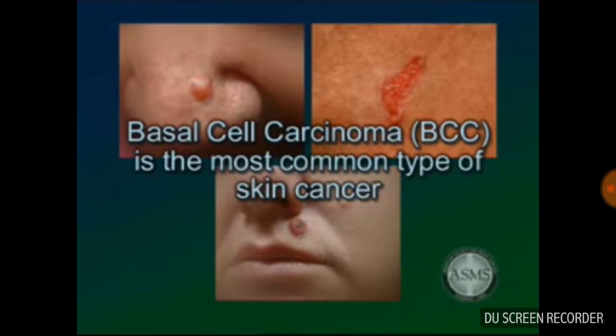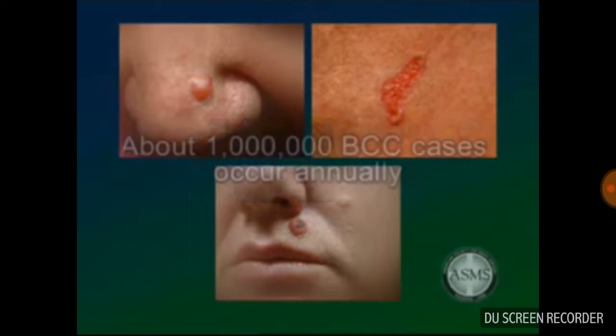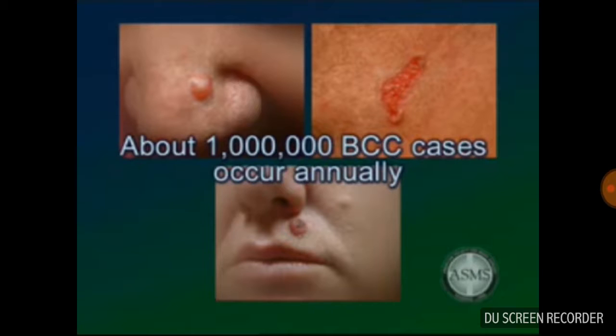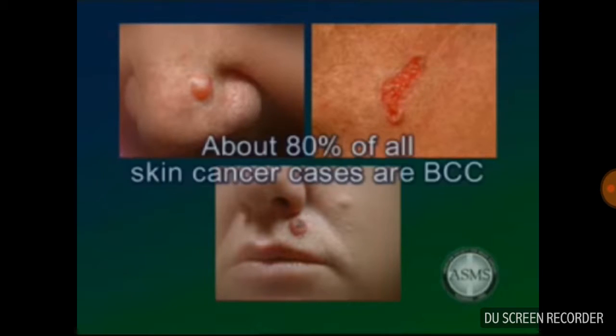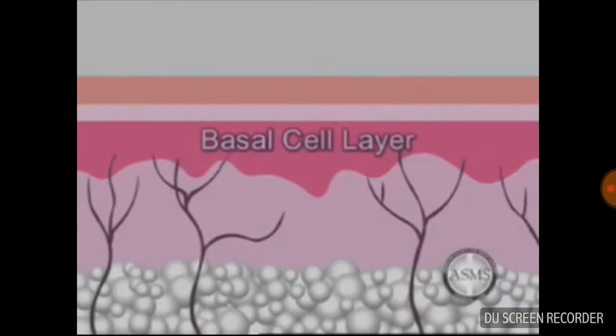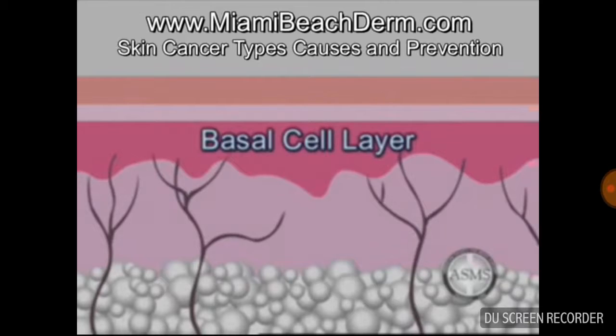Basal cell carcinoma, BCC, is the most common type of skin cancer in the United States. Approximately 1 million cases of BCC occur annually. About 80% of all skin cancer cases are BCC, the slowest growing and least dangerous of the 3 common types of skin cancer, and it rarely metastasizes. BCC develops from the cells in the epidermis, the surface layer of the skin known as the basal cell layer.